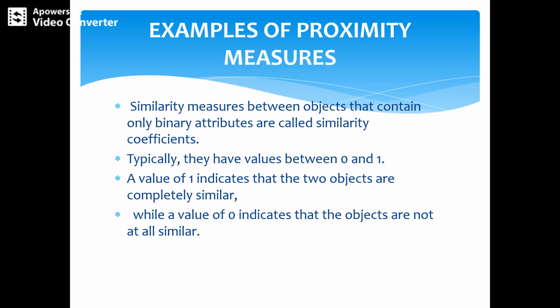Typically, they have values always between 0 and 1. A value of 1 indicates that two objects are completely similar, while a value of 0 indicates that the objects are not at all similar. So this is the thing we need to calculate.